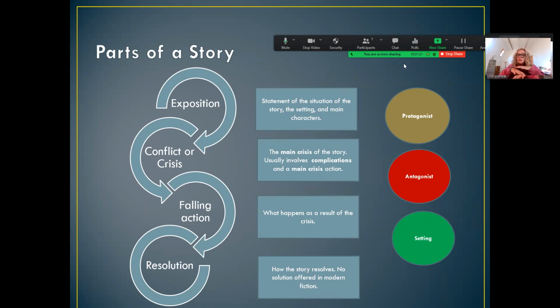Then a conflict or crisis will happen in the story. The main crisis of the story usually involves complications, especially in a novel, and a main crisis action. Then there's a falling action, and this is what happens as a result of this crisis. And then there's a resolution, and that is how the story resolves. No resolution is often given in modern fiction, but it's really important to think about these sections of the text when you're thinking about writing about fiction.